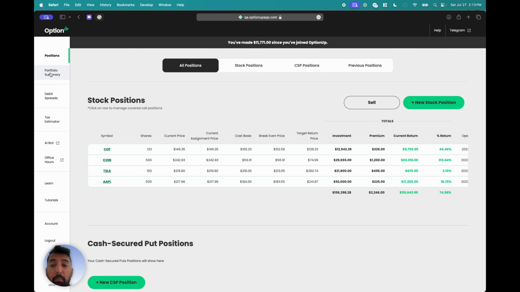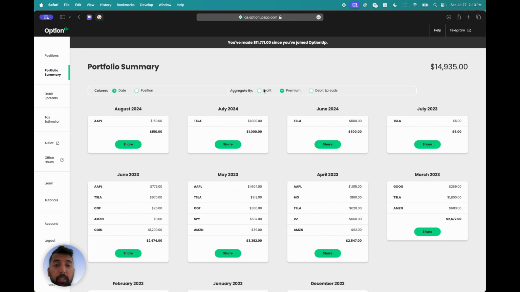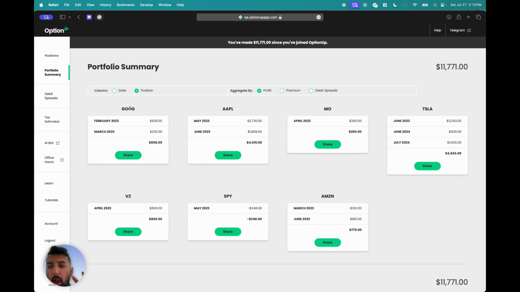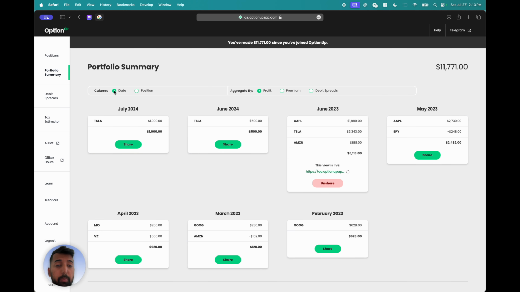Now, if you would like a more visualized view, we have this portfolio summary view that gives you a month by month breakdown of how you have done, how much cash flow you have generated, and you can aggregate this by different metrics, and you can play around with this to really optimize and hone in on your strategy. This is extremely helpful for me because when you look at macroeconomic trends, different types of stocks will pay at different times. So when you look at this view, it really helps you get an idea and plan for the next month ahead.